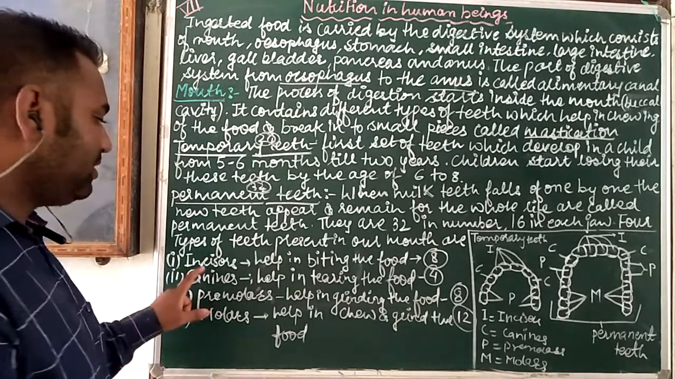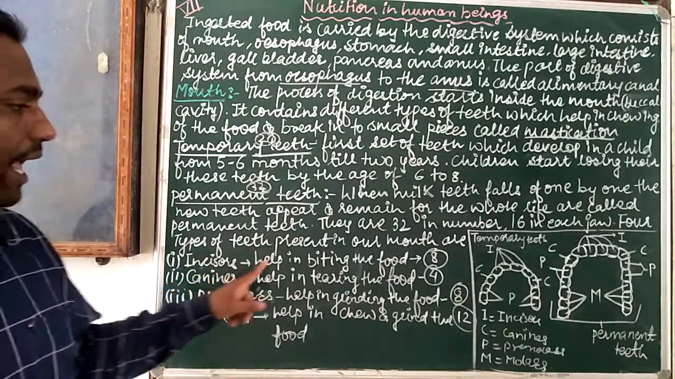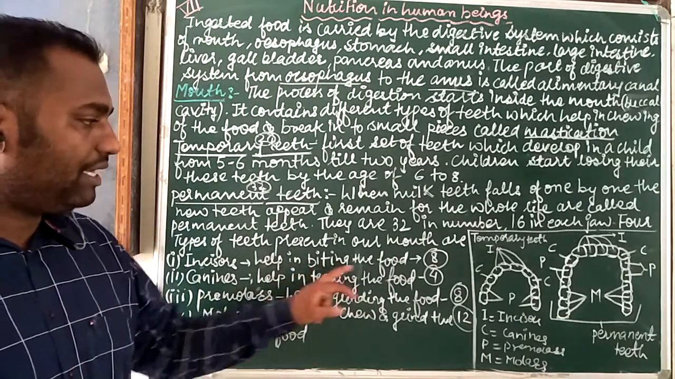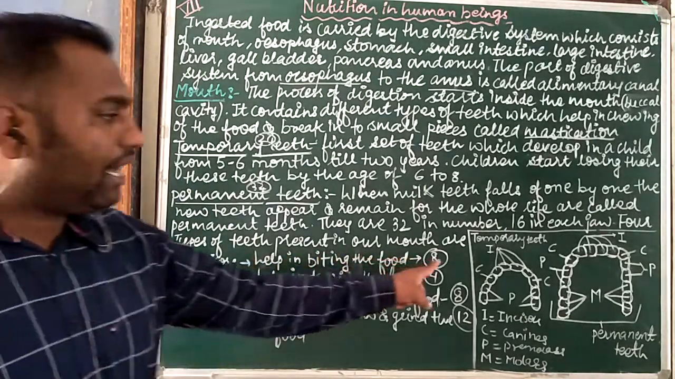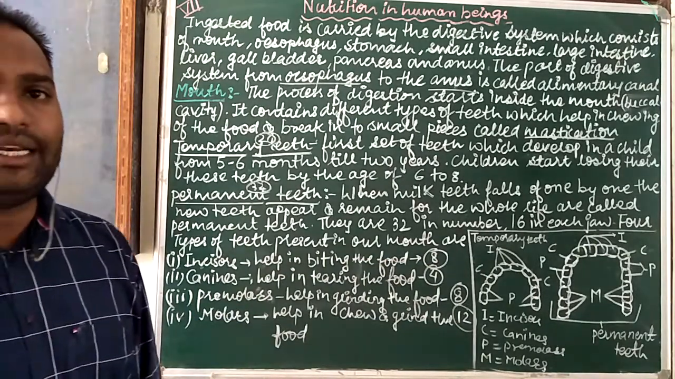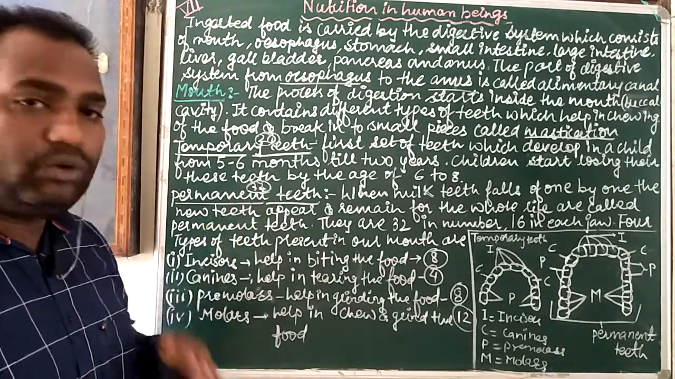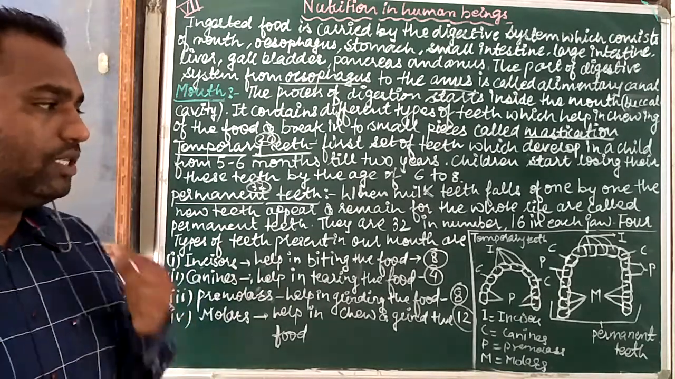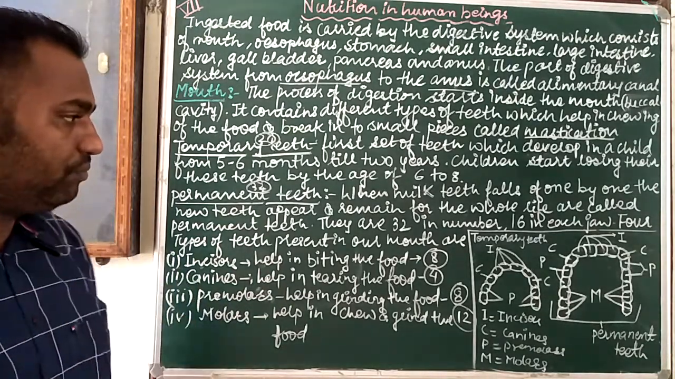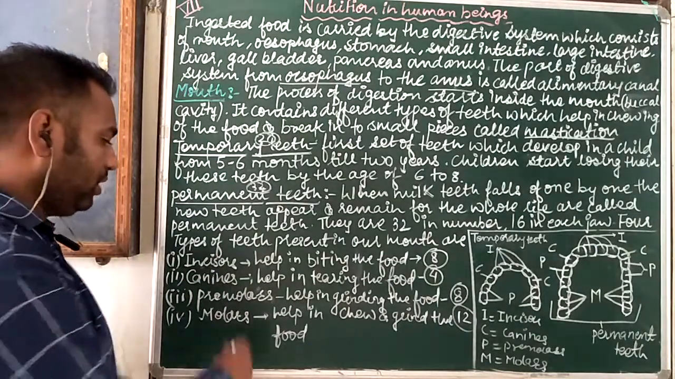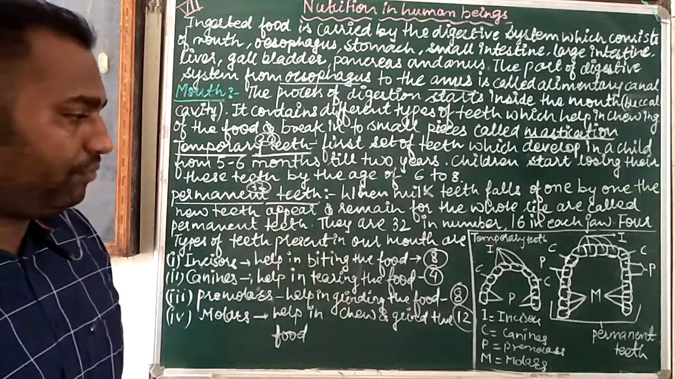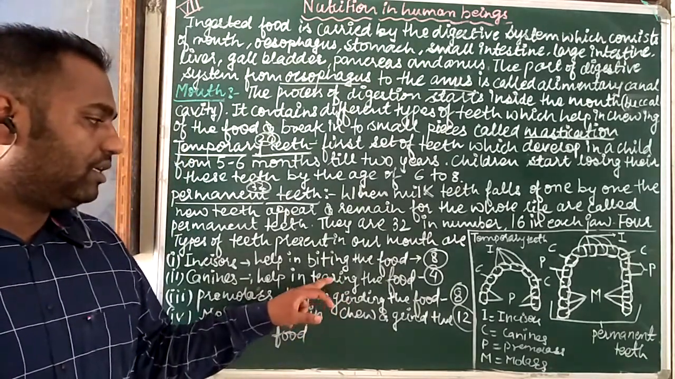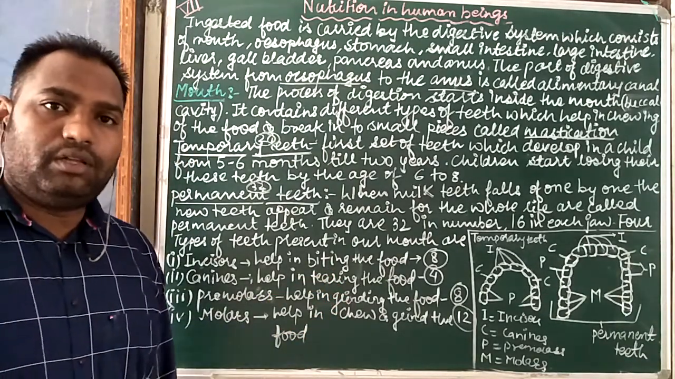First is incisors, which help in biting the food. We generally use incisors to bite the food. They are 8 in number, because 4 are in the lower jaw and 4 are in the upper jaw.